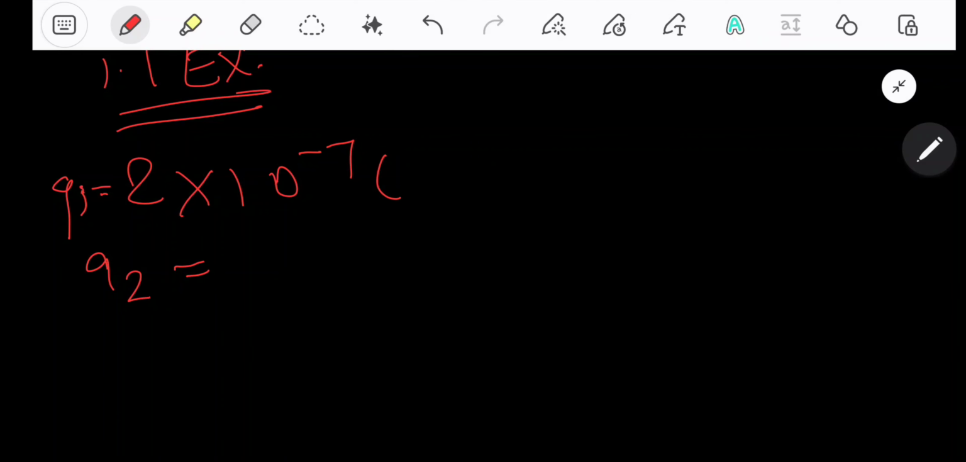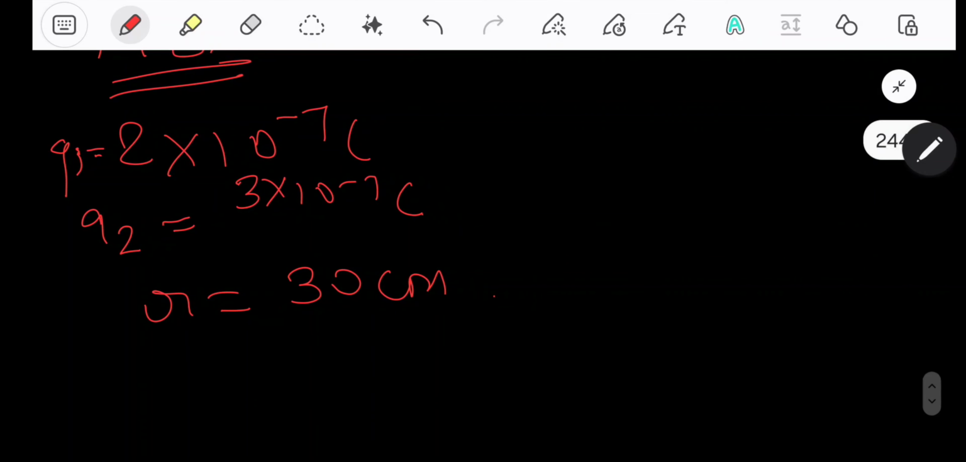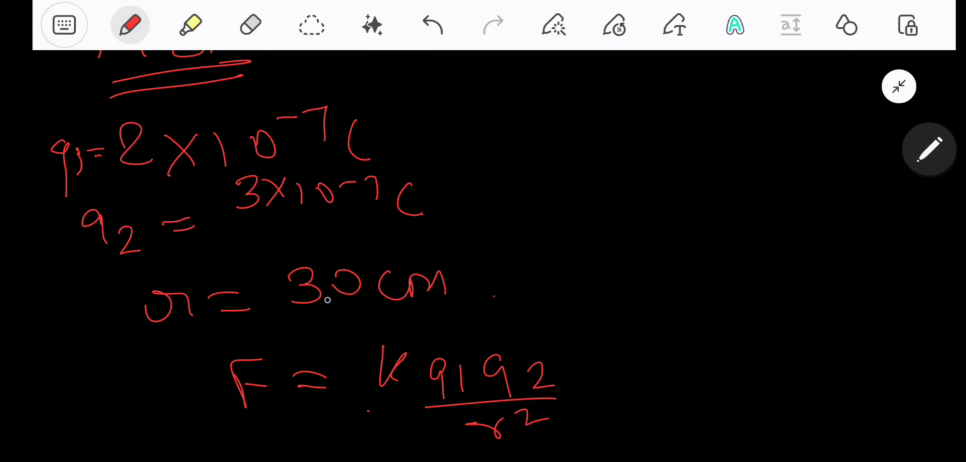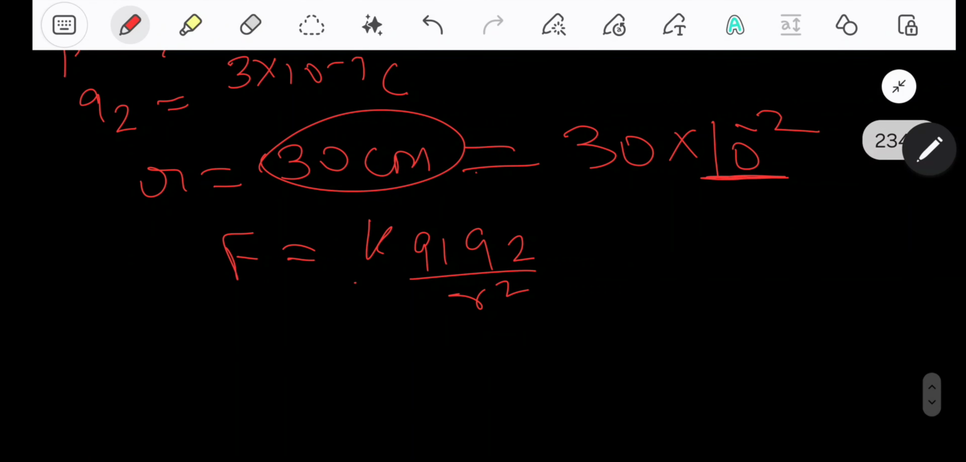And q2 is also given, that is 3 into 10 raised to minus 7 coulomb, right? Placed 30 centimeters apart in air. R is equal to 30 centimeter, right? Now, the simple basic formula that we have learned is F is equal to K Q1 Q2 by R square, right? And this 30 centimeter should be converted to meter, so it will be 30 into 10 raised to minus 2, right? That is because we have to convert to meter.